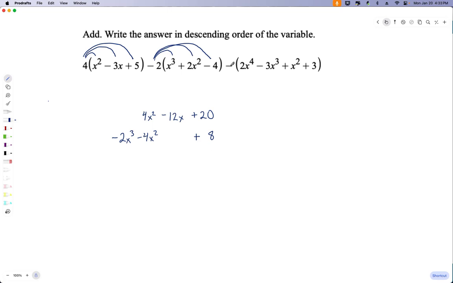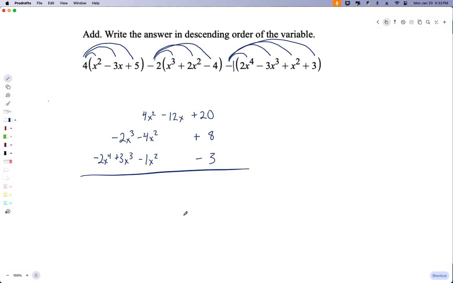All right, this is a minus, negative 1 really. Negative 1 times 2x to the 4th is negative 2x to the 4th. Negative 1 times negative 3x cubed is going to be a positive 3x cubed. Negative 1 times a positive 1x squared is going to be a negative 1x squared. And then a negative 1 times a positive 3 is a negative 3.